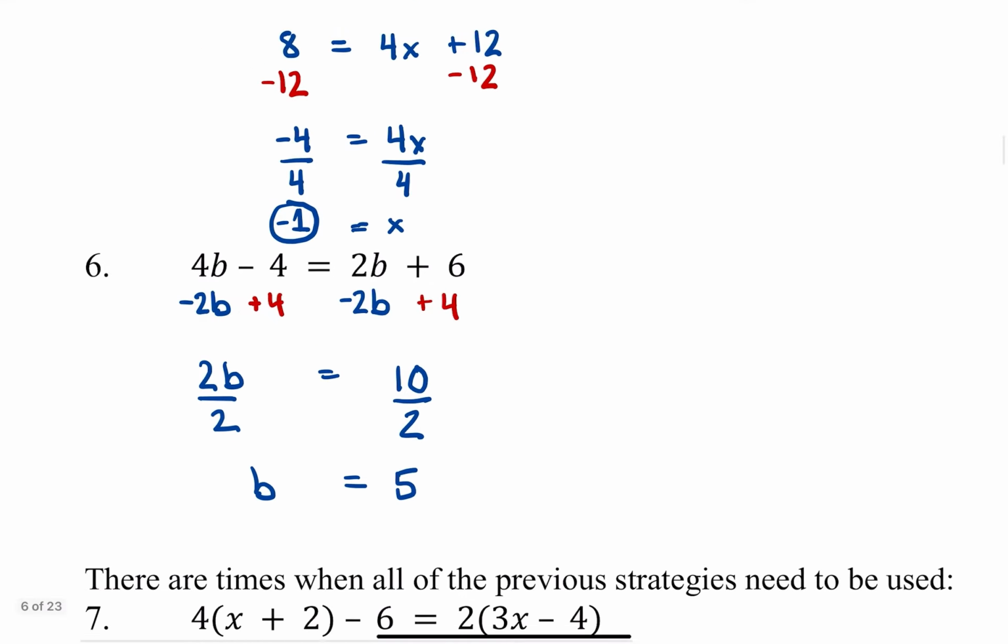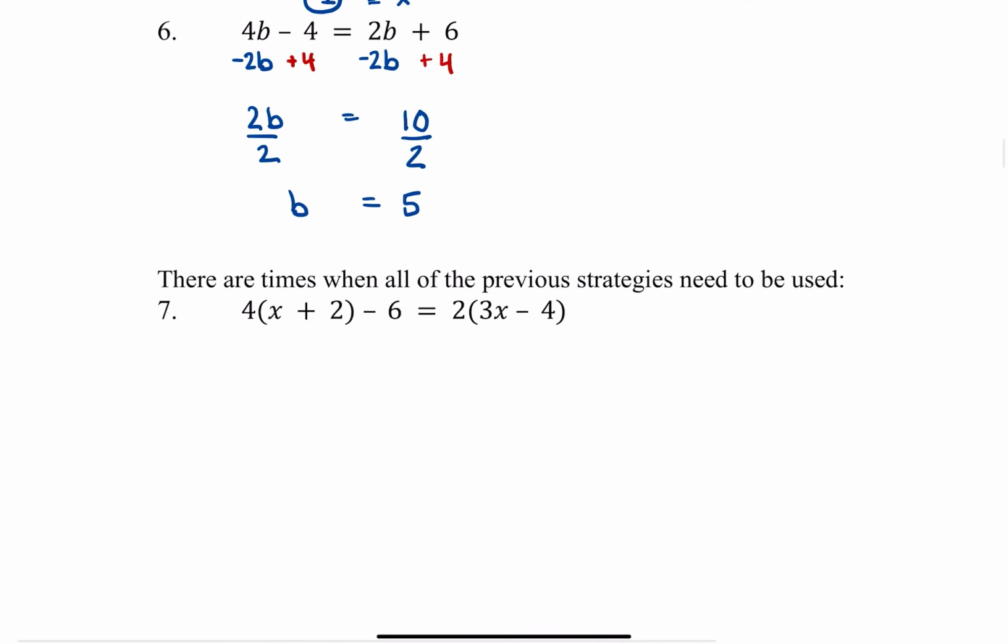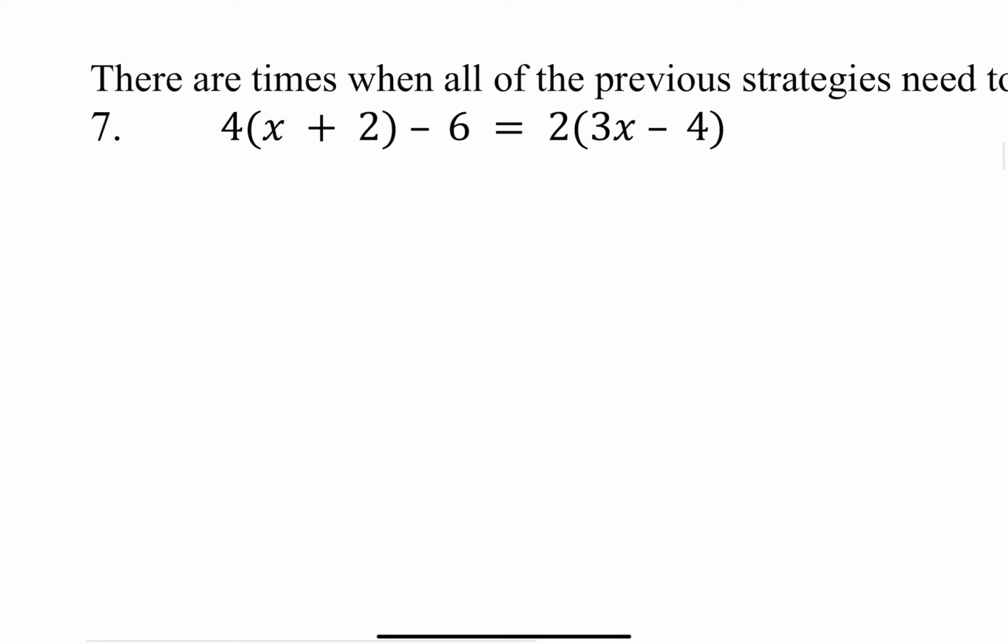All right. And then 7. There are times when all of the previous strategies need to be used. Again, my suggestion is to simplify both sides completely before trying to move anything. It might even be to focus on one side at a time. So for 7, I'm going to distribute the 4. So that gives me 4x plus 8 minus 6.